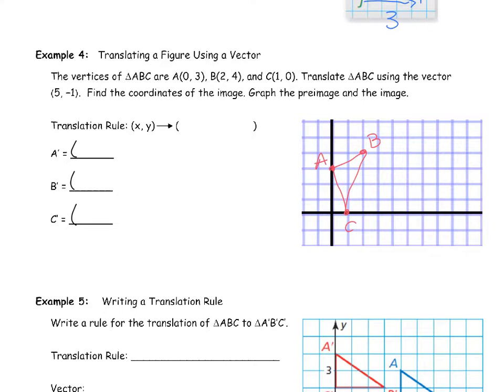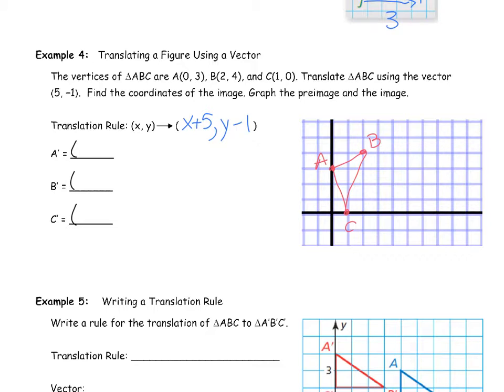All right, so for the next one, we're translating a figure using a vector. So we have a triangle here, ABC, with vertices of A being at 0, 3, B being at 2, 4, and C being at 1, 0. We're going to translate this triangle using the vector of 5, negative 1, and find the coordinates of the new image. Okay, so based on the pre-image, we're going to discover a new image, and the vector form, or component form, is 5, negative 1, which basically means we have x plus 5, y minus 1.